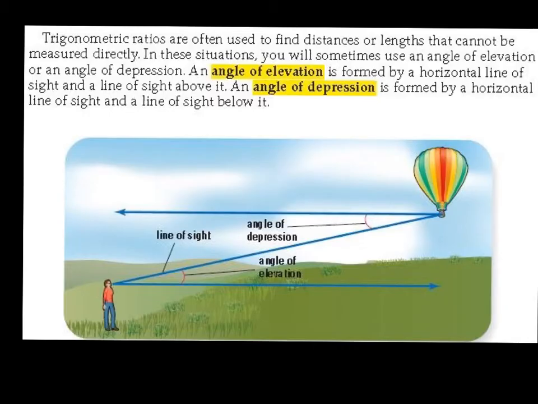Trigonometric ratios are often used to find distances or lengths that cannot be measured directly. In these situations, you will sometimes use an angle of elevation or an angle of depression. An angle of elevation is formed by a horizontal line of sight and a line of sight above it. An angle of depression is formed by a horizontal line of sight and a line of sight below it. In the diagram, Baron is flying his model airplane 400 feet above him. Find the angles of depression at points A and B to the nearest tenth of a degree.